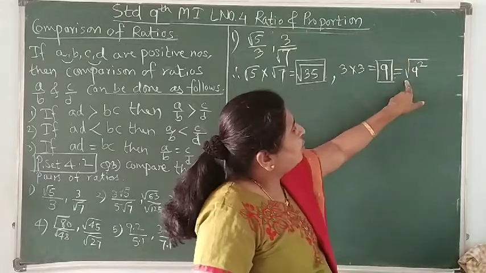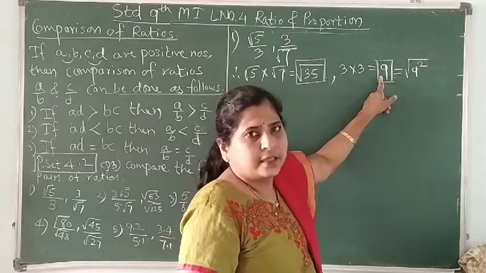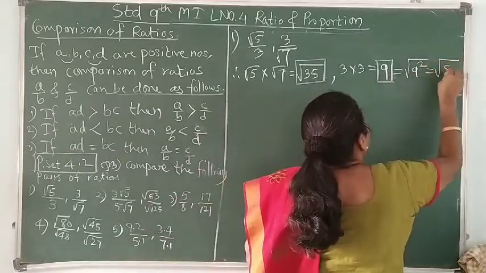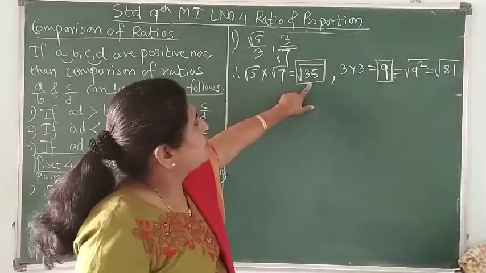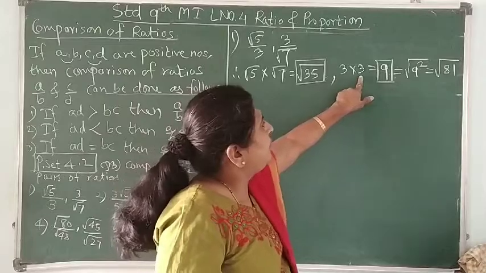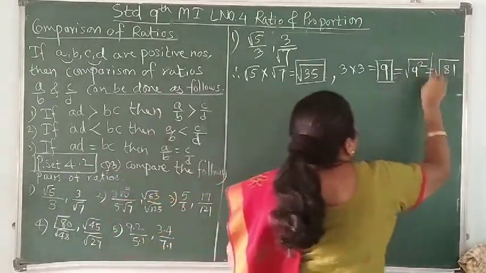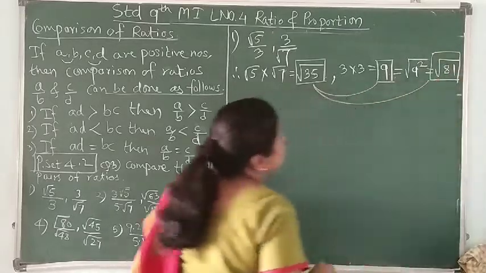Taking the square root of a square of a number, we get the number again, it is 9. Then what is 9 square? 9 square is 81. Okay. So what is the product of A into D? It is square root of 35. What is the product of B into C? It is square root of 81. Now we can compare these two numbers. Instead of comparing the earlier ones, now we can compare these two numbers.